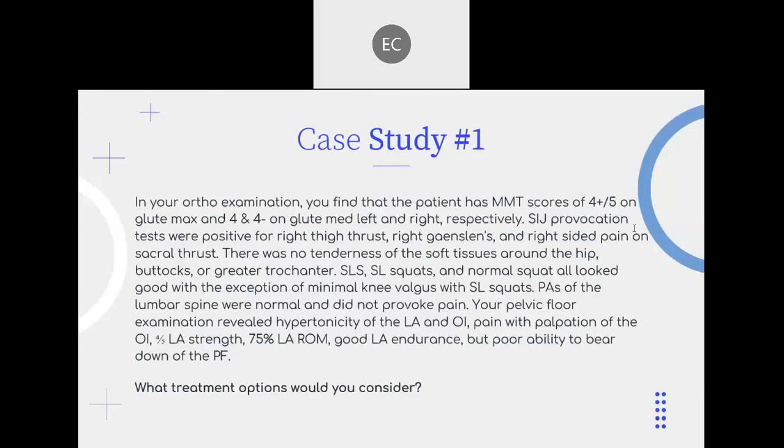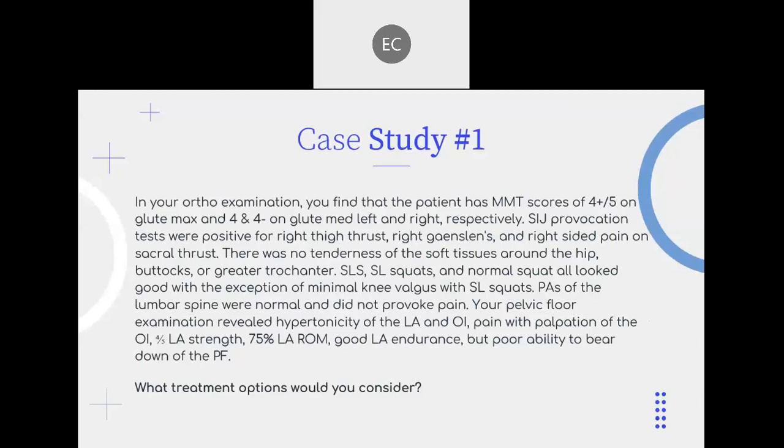Something to work on the hypertonicity of the LA and OI is some relaxation or inhibition techniques. There's hip weakness, so you'd probably work on hip weakness, glute med. Okay, good. Any other ideas? I'll give you some time.